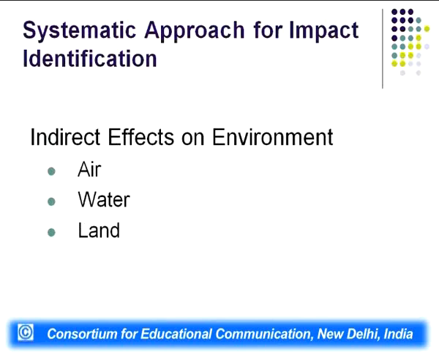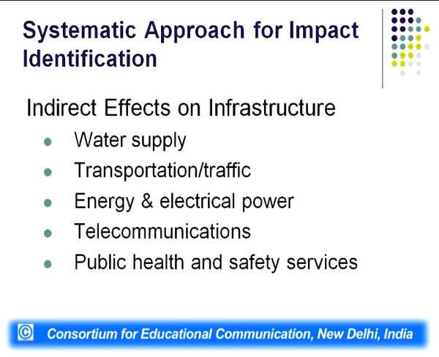Now, we will have to elaborate what is the meaning of indirect and direct effect. A direct effect is that effect which is caused by the project. If the project is started, it can have impact upon air, water, etc. Also, because of the project, a huge population is to be settled there, and that population can again be part of environmental degradation. That population can create pollution because of vehicles, transportation, domestic uses, etc. It can destroy the air, water, land, etc. These are known as indirect effects. So, indirect effects can have impact on air, water, land, water supply, transportation, traffic, energy and electrical power, telecommunications, public health and safety services.